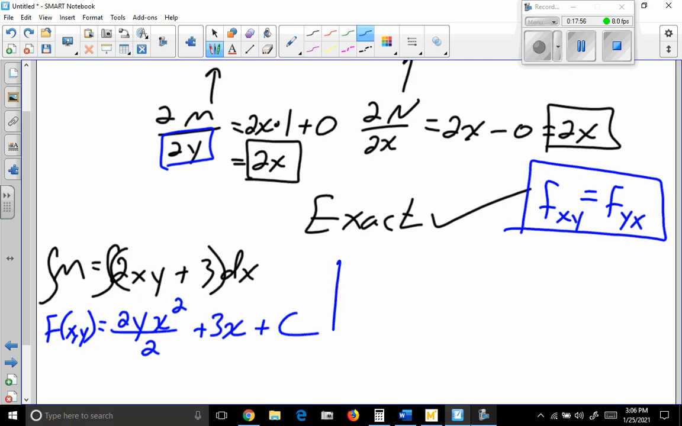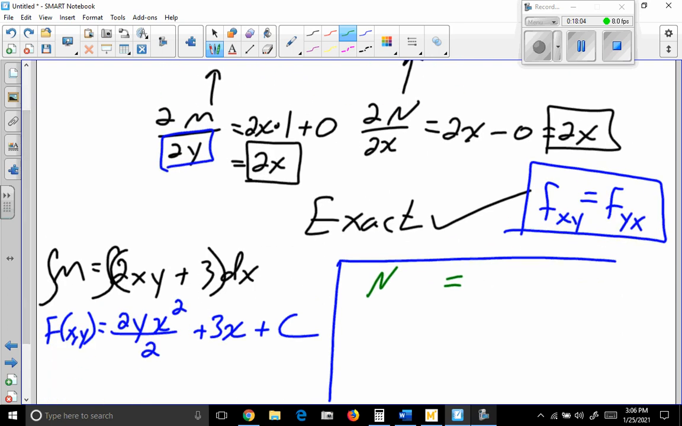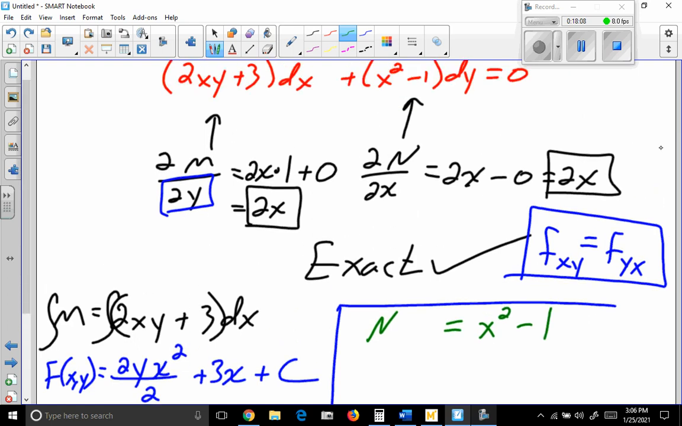Now we have to do that with our N. N was x squared minus 1. So since this is exact, x squared minus 1 came from taking a derivative with respect to y, more specifically a partial with respect to y. So we're going to integrate here with respect to y to go backwards. The opposite of taking a derivative with respect to y is to integrate with respect to y.